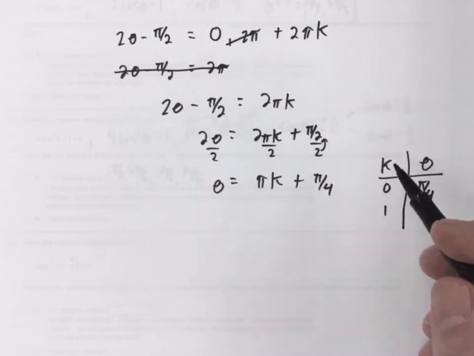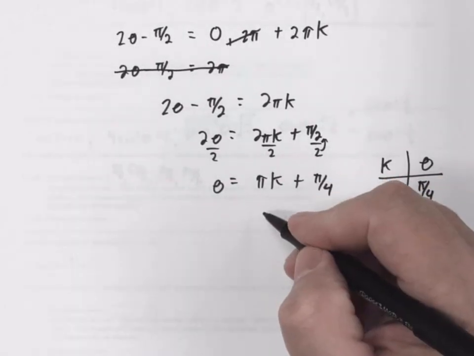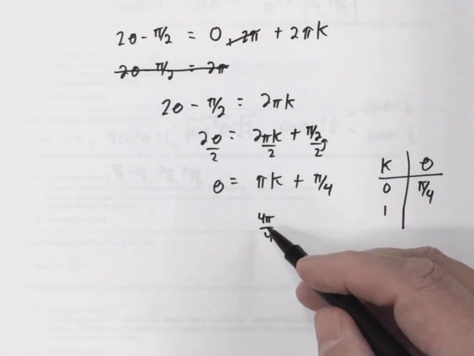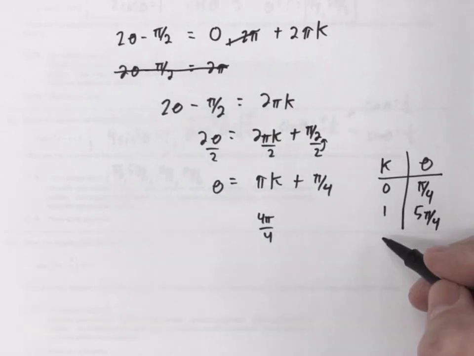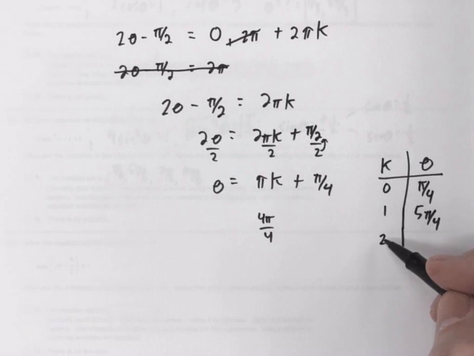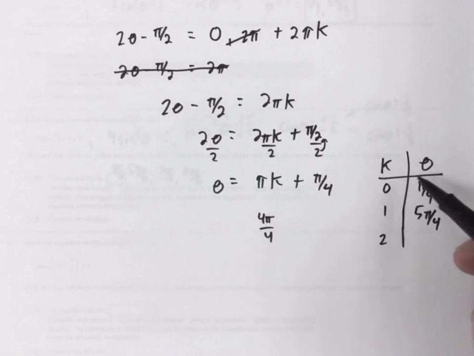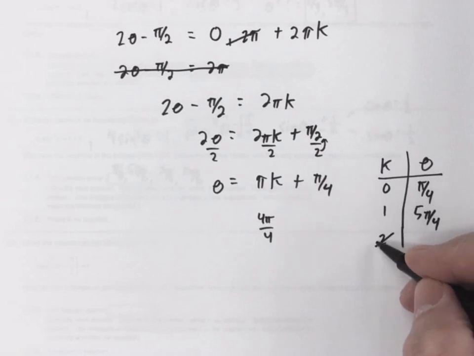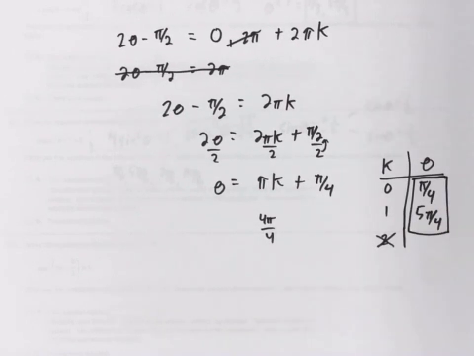If I put in 1 for k, so pi plus pi over 4. Well, pi is the same thing as 4 pi over 4. So 4 pi over 4 plus pi over 4 is 5 pi over 4. That's between 0 and 2 pi. Now if I put in 2 for k, it's 2 pi plus pi over 4. That's going to give me an angle theta larger than 2 pi, which I don't want. So I can now stop. And it looks like those should be my two solutions.